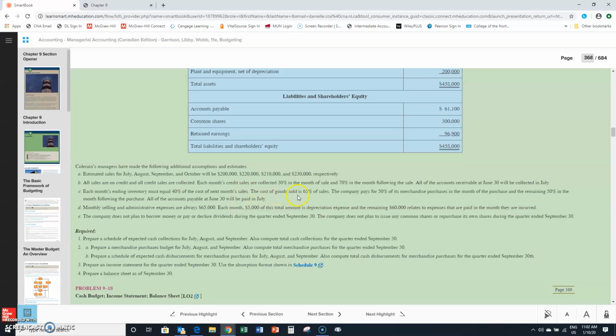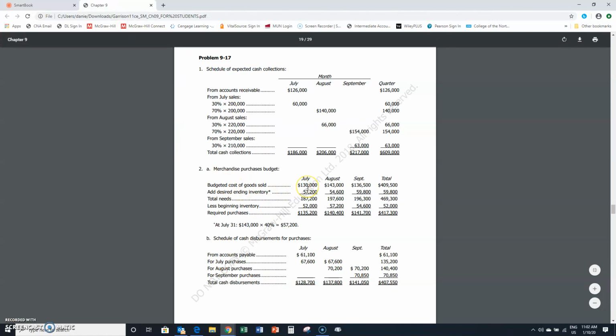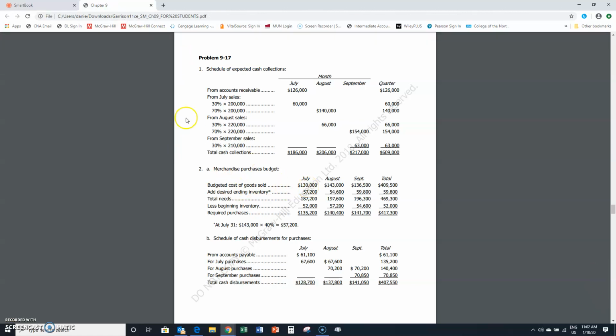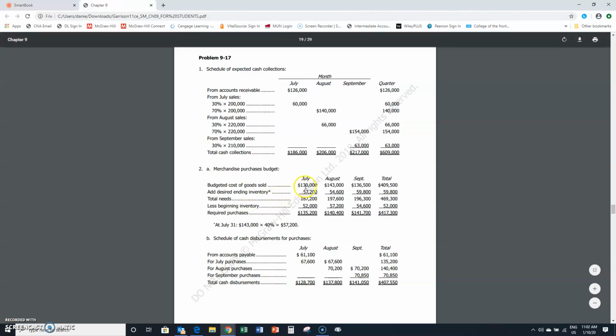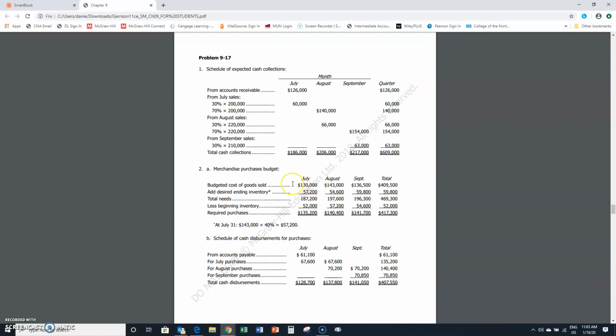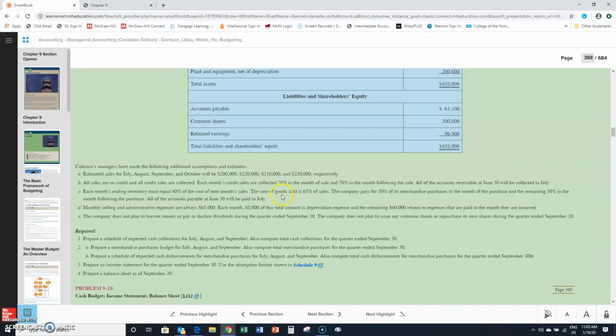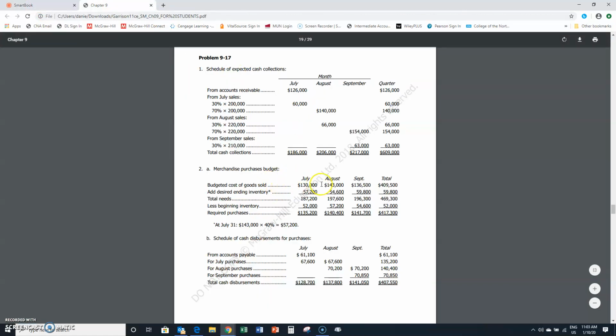The cost of goods sold is 65% of sales. All right, so our sales, let's go back: 200,000 in July, 220, 210, and 230. So our sales for July is 200,000. So 65% of that 200,000, which we got from the question here, cost of goods sold is 65% of sales. So 65% of the 200,000 is 130,000. So that's our budgeted cost of goods sold.